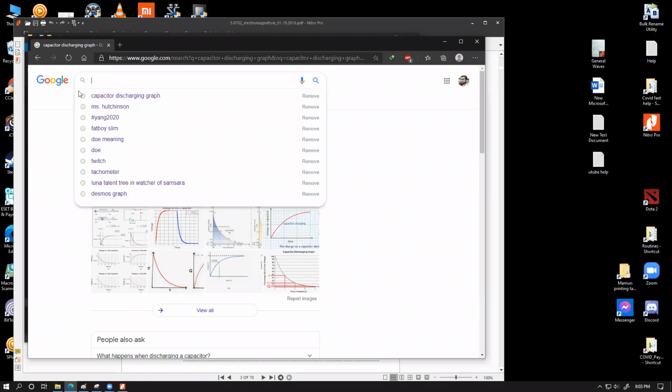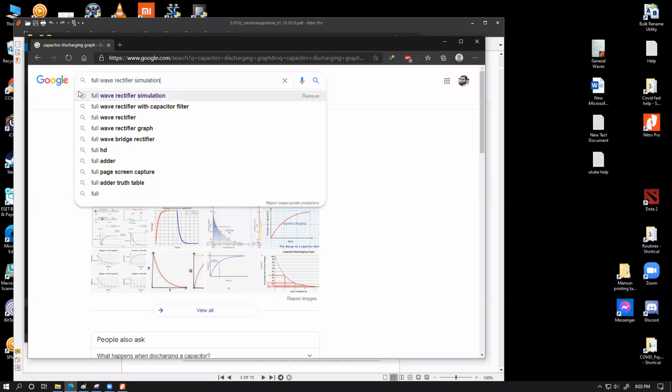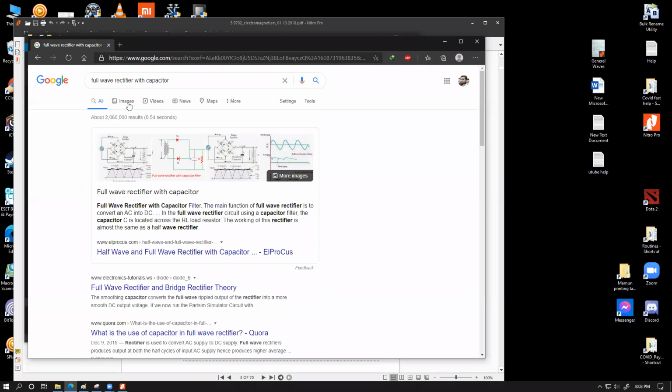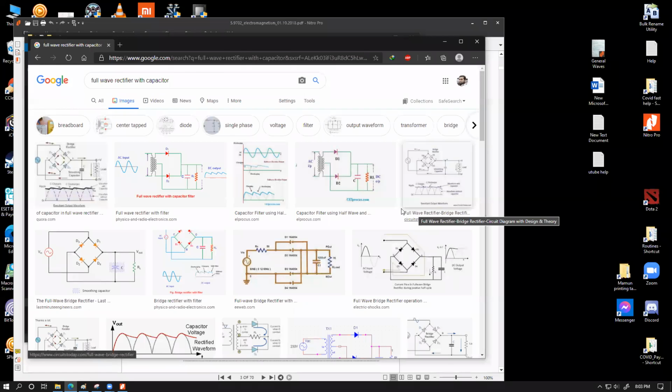এটার জন্য নাম কি, full rectifications, Bridge rectifier, full rectifier with capacitor. I don't need a filter. Yeah, beautiful, got it. We have the graphs as well.